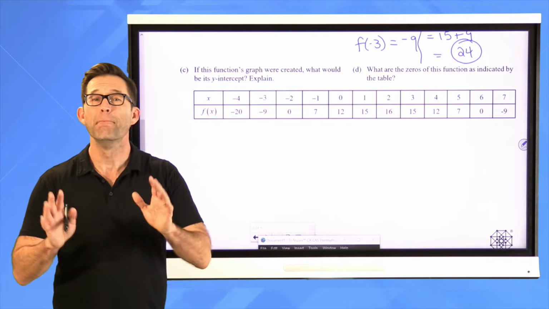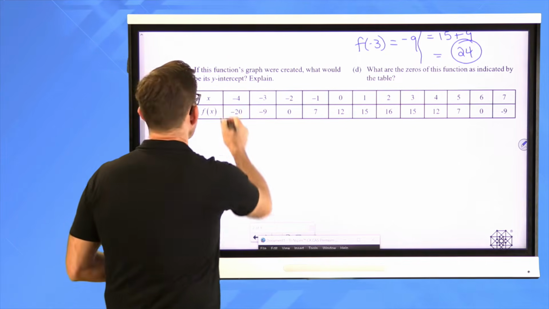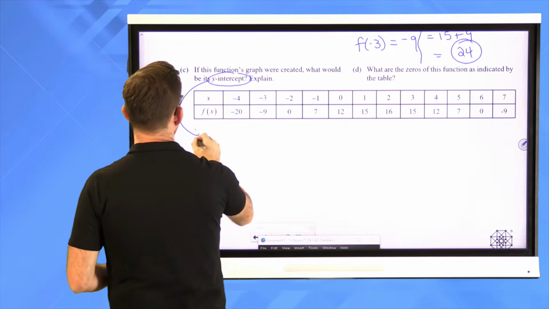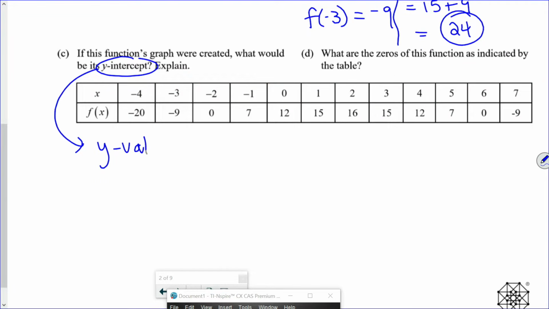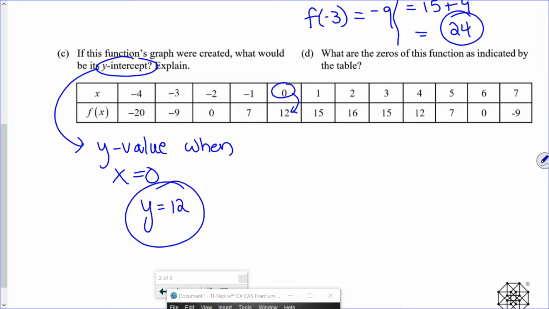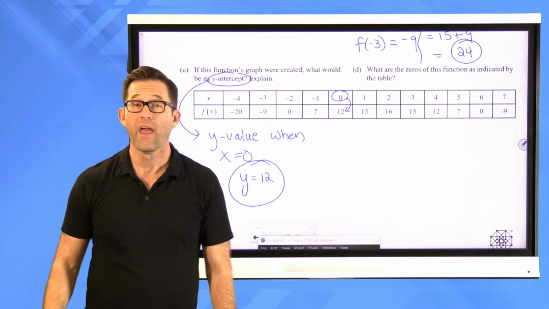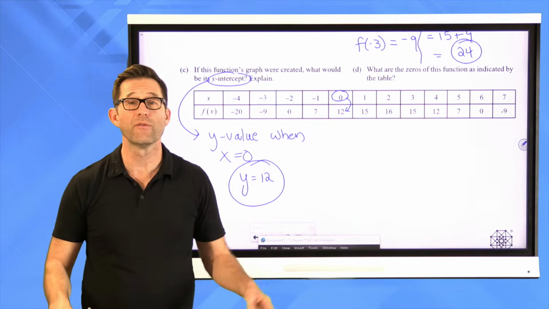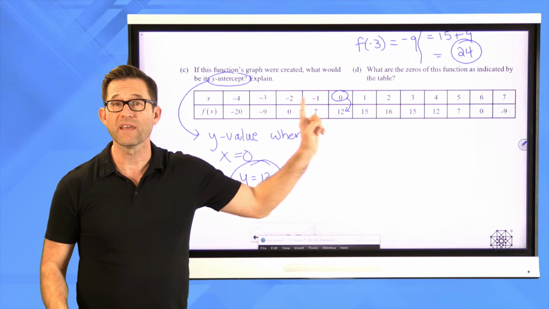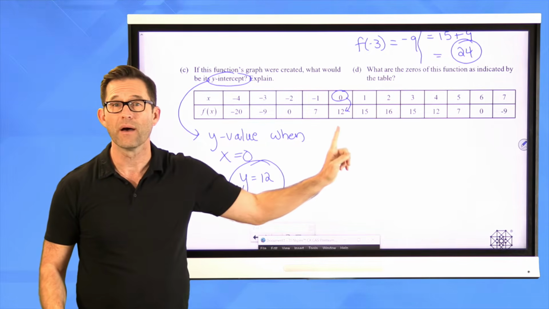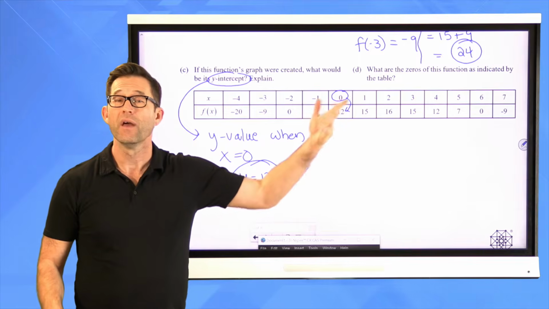All right, by definition, the y-intercept is the y value when x is equal to 0. So I go to x equals 0, I look at my output, and my y-intercept is y equals 12. That's it, and it's so easy. I don't need to plug it into a formula. I just go, okay, what's the output when the input is 0? That's equal to 12.